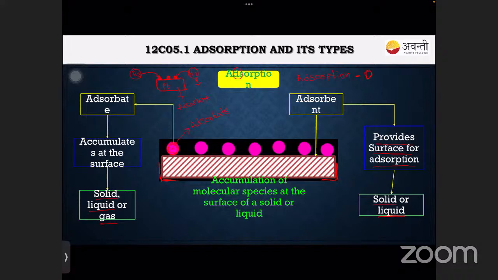Are you clear with adsorption and absorption? What is the main difference here? In absorption, the adsorbate molecules go inside the bulk, but in adsorption, the molecules stay on the surface of the adsorbent itself. That's it. Clear?